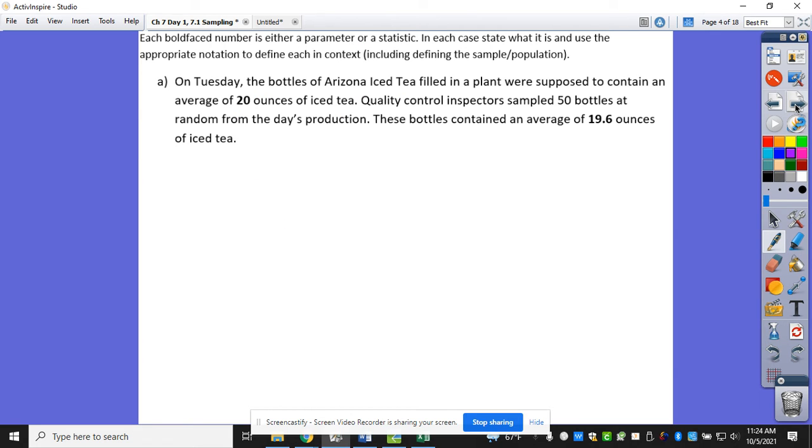So on Tuesday, the bottles of Arizona iced tea filled in a plant were supposed to contain an average of 20 ounces of iced tea. Quality control inspectors sampled 50 bottles at random from the day's production. These bottles contained an average of 19.6 ounces of iced tea.